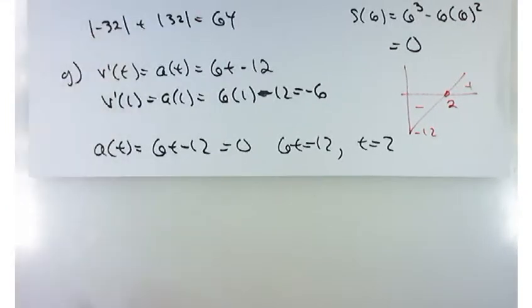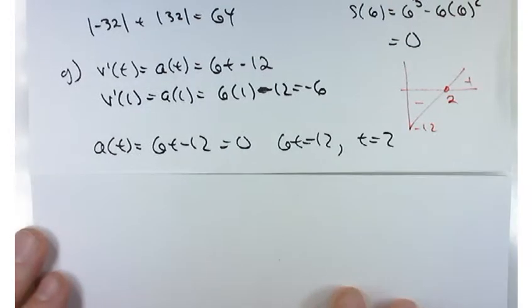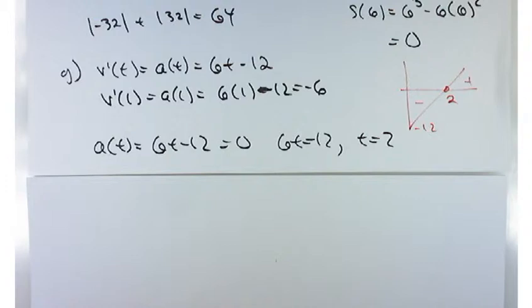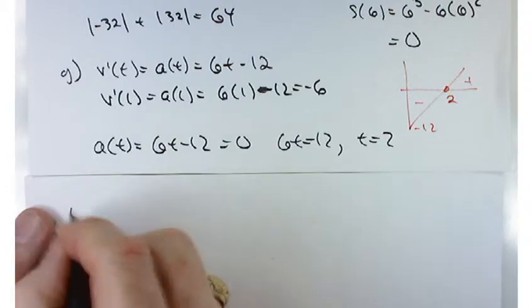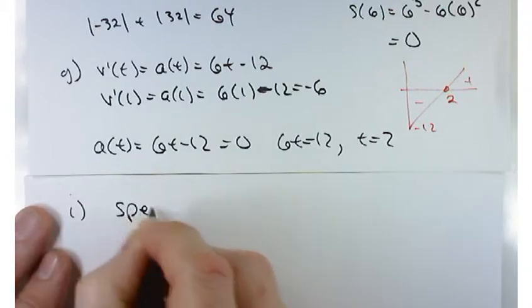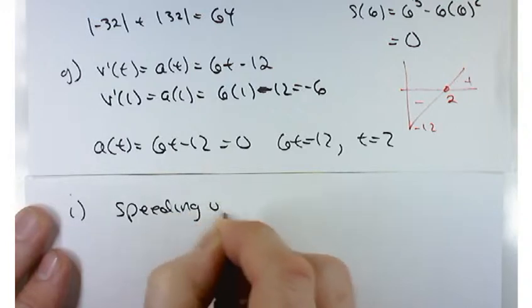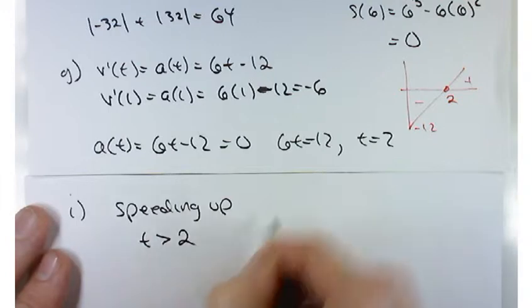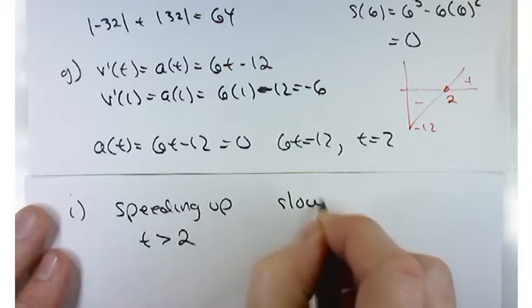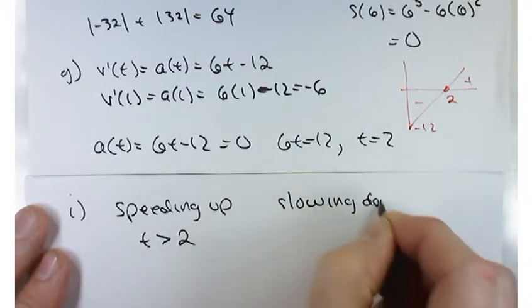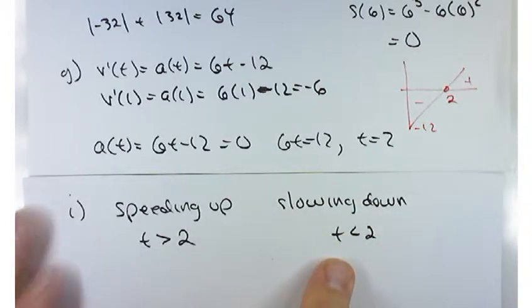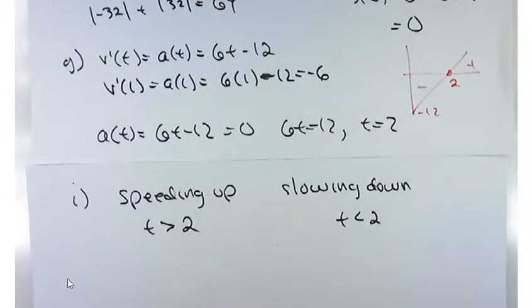So the last part of this, H, actually this is I. When's the particle speeding up? Speeding up for t greater than 2, and slowing down for t is less than 2, and if we're keeping, oh no, what?